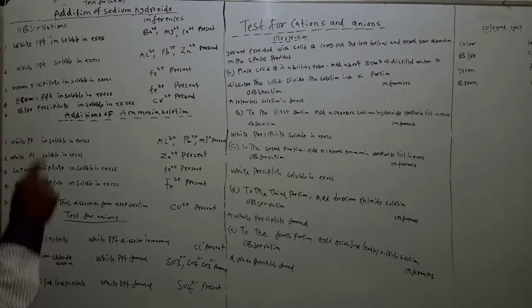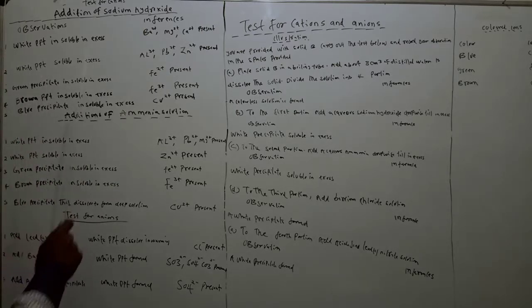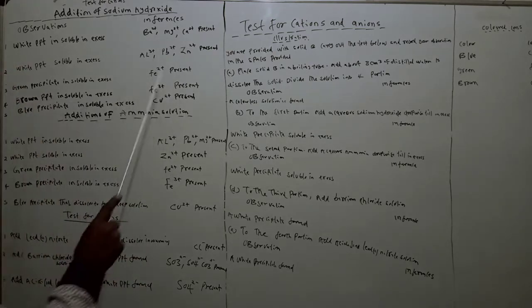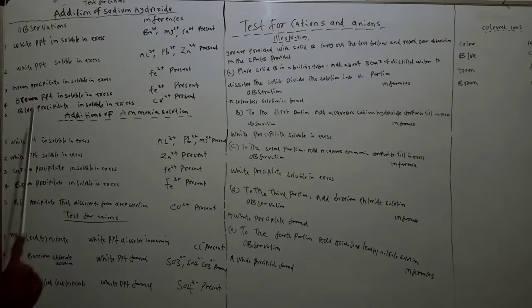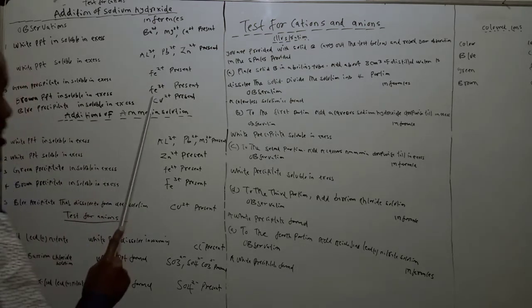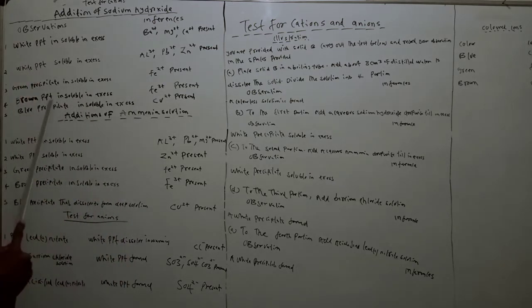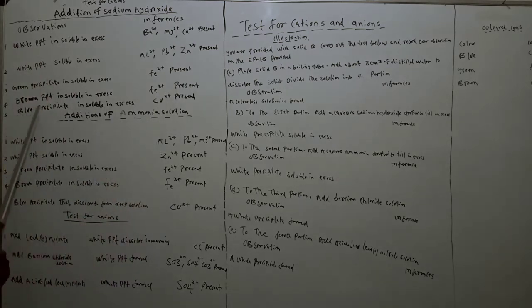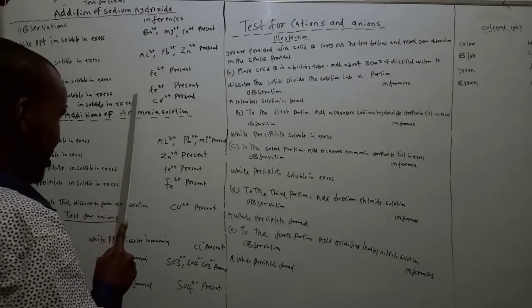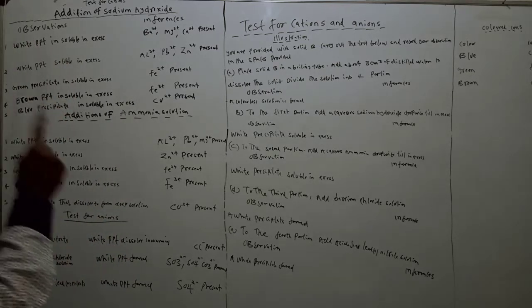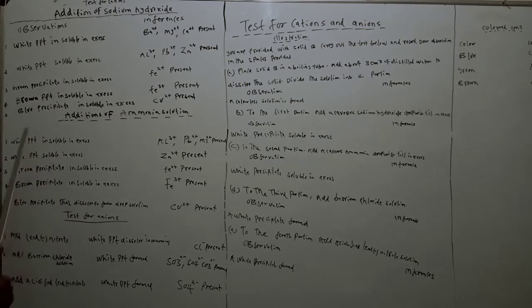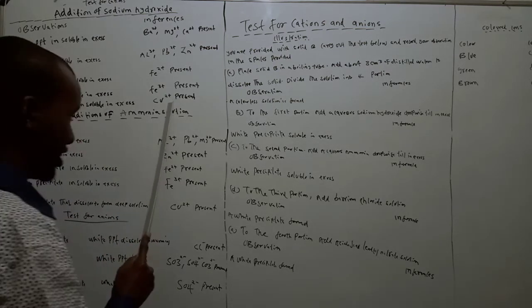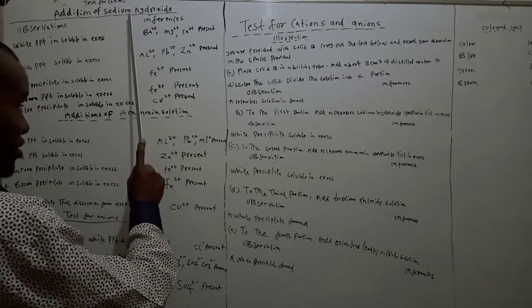Number 3, if it is a green precipitate insoluble in excess, that is iron 2. Number 4, a brown precipitate insoluble in excess, that is iron 3. Lastly, a blue precipitate insoluble in excess. If we are using sodium hydroxide and you find a blue precipitate insoluble in excess, that is copper 2 ion present. That is all about sodium hydroxide.